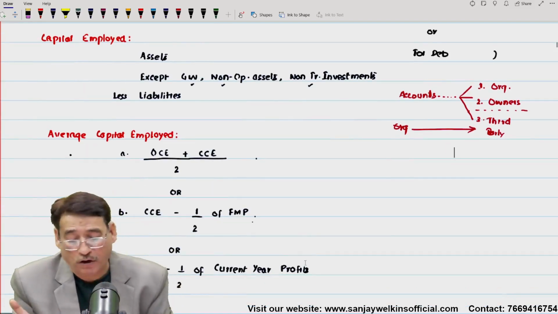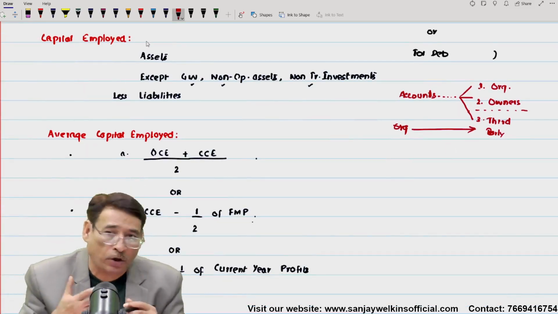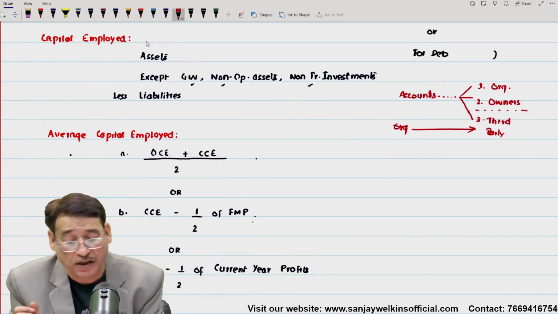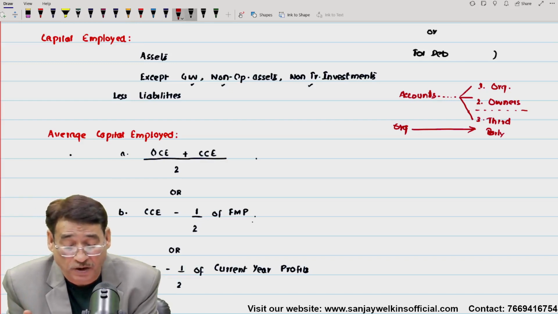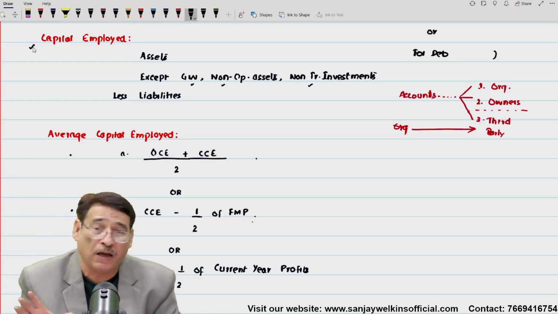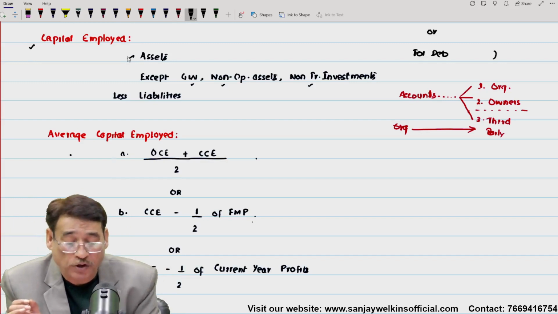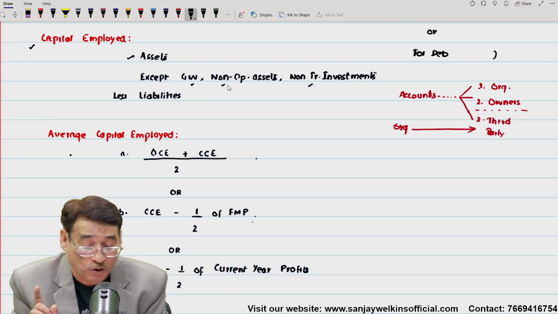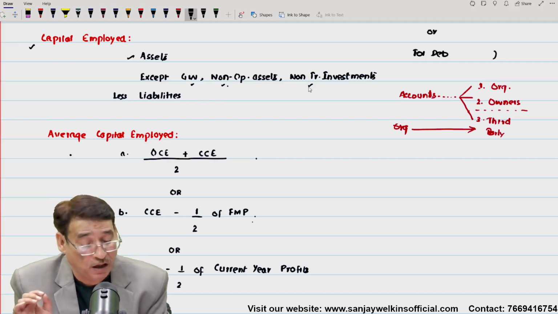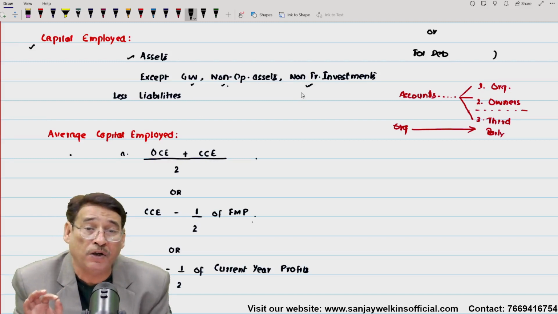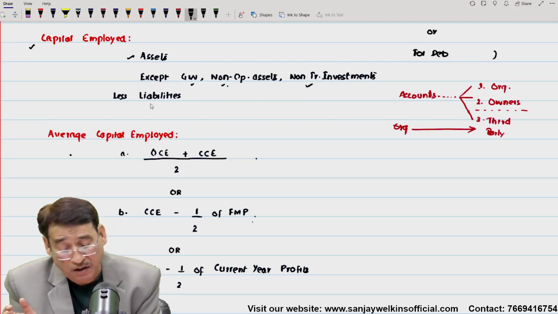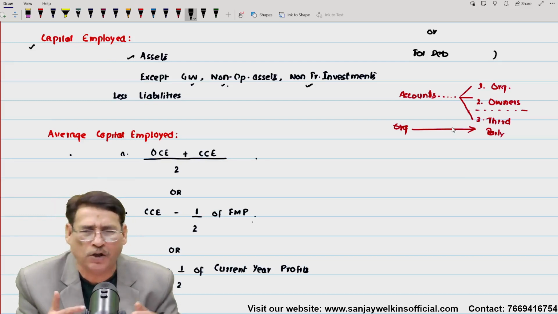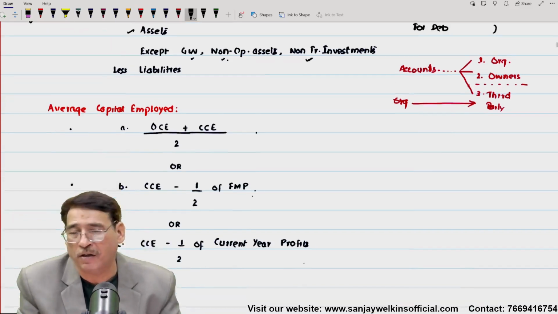Now, quite obviously, once we are thorough with all the facets of assets and liability, we are in a position to compute the capital employed. In order to compute the capital employed, I have already told you we are going to take into account assets, but we are not going to consider goodwill. We are not going to consider non-operating assets. We are not going to consider non-trading investment. And then I will subtract the liabilities. And when I say liability, that means external liability. Liability always means external liability. We will get capital employed.